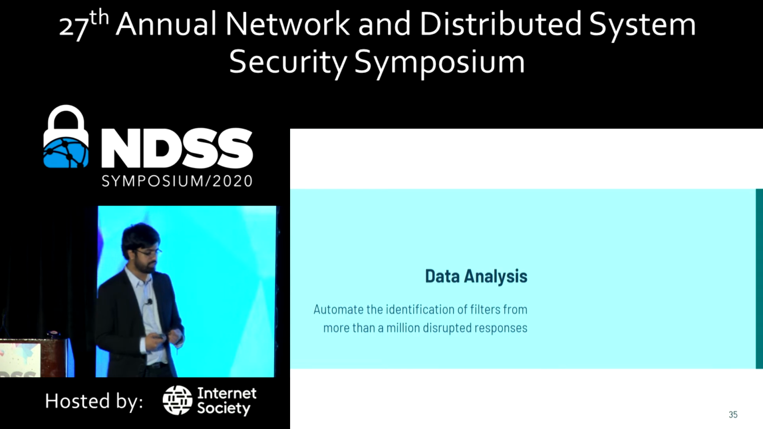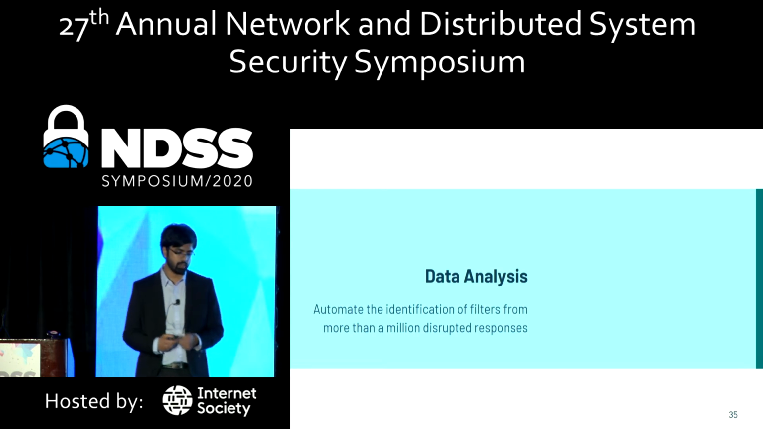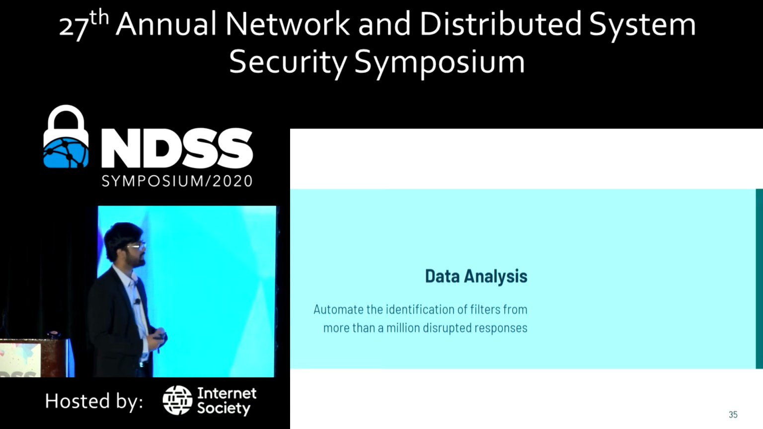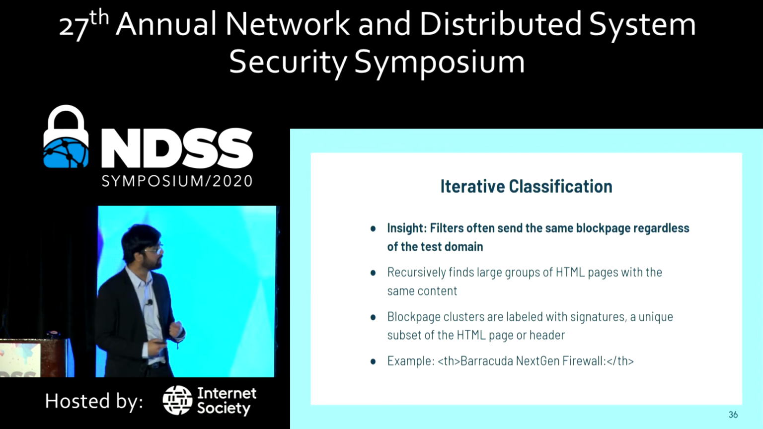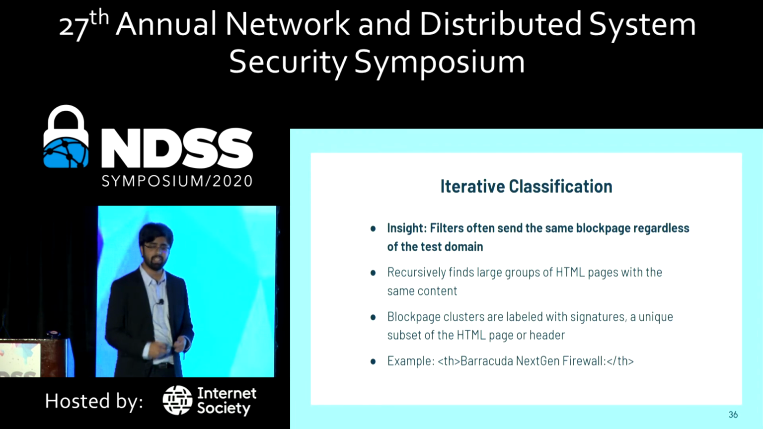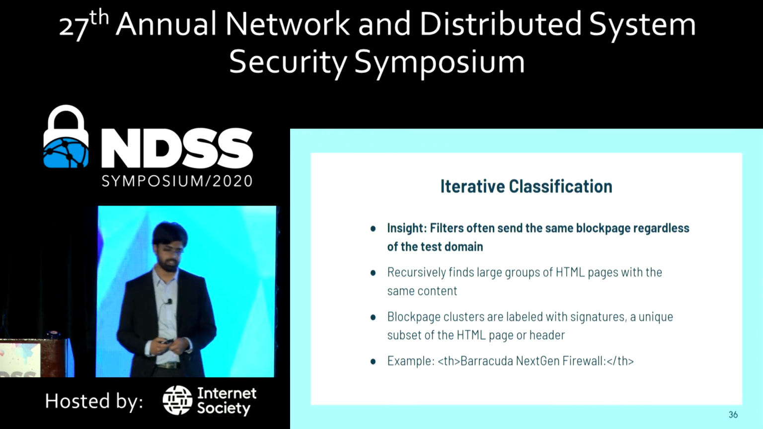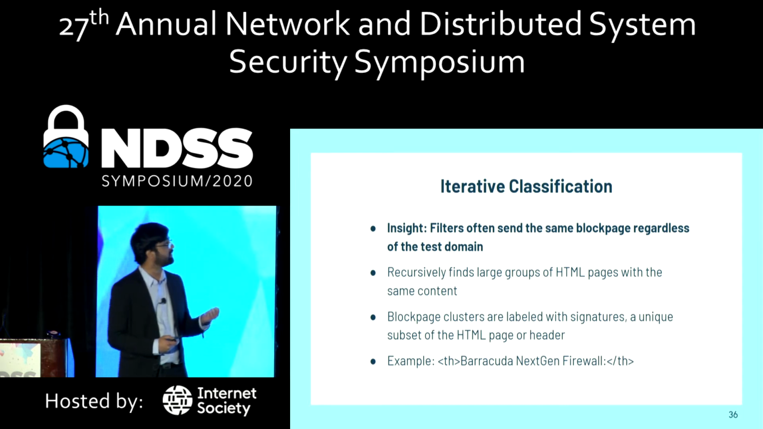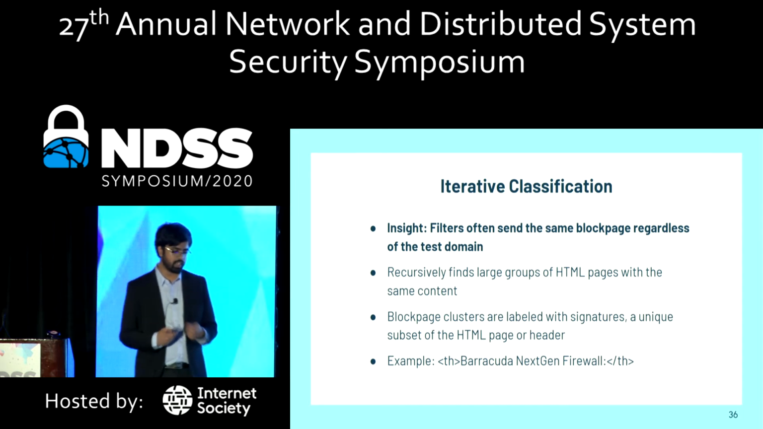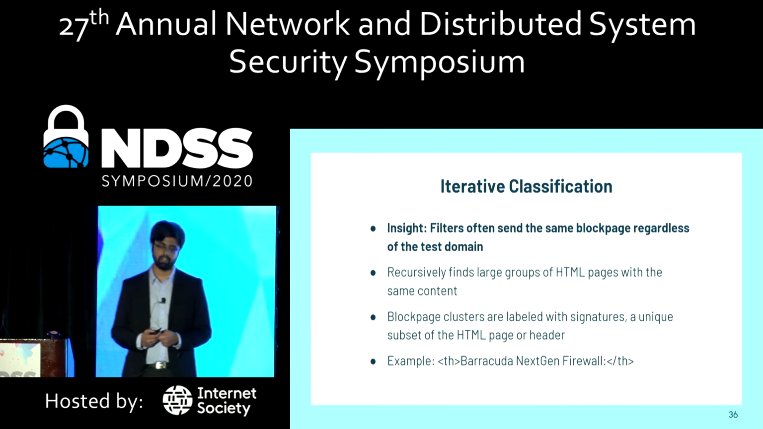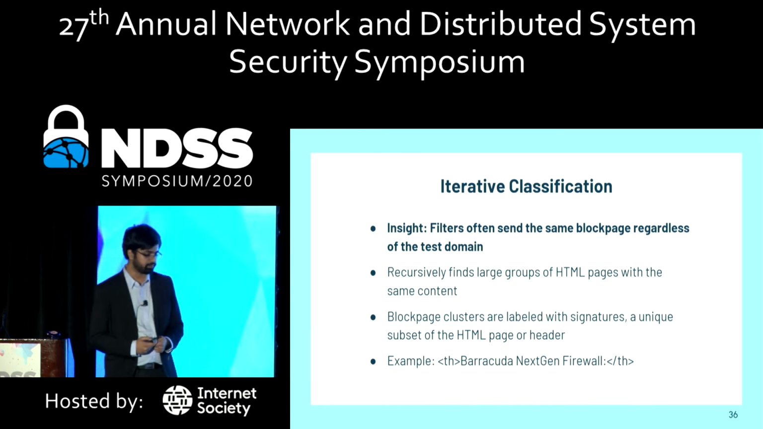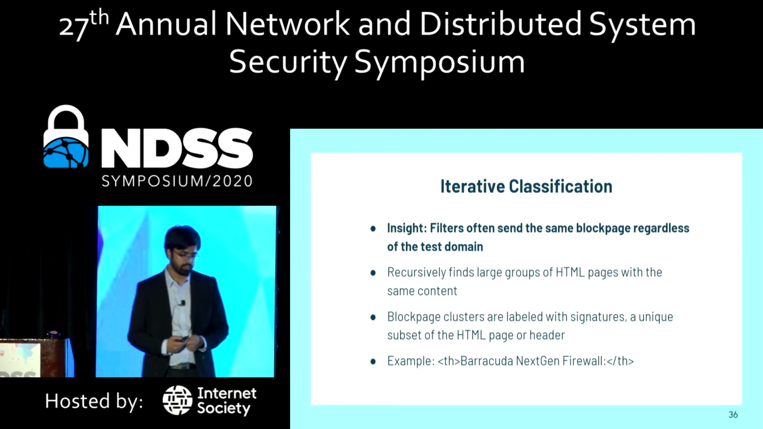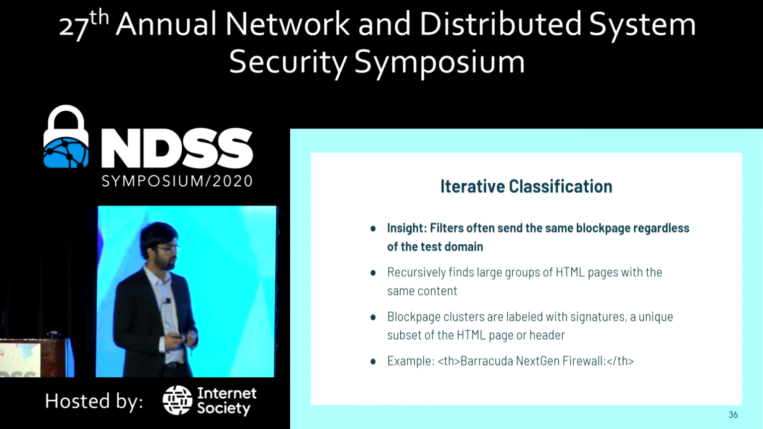Now that we are done with our first objective of collecting block pages, now we want to automate the discovery of filters from this data as much as possible because there are more than 1 million disrupted responses. We worked on the insight that filters often send the same block page regardless of the domain tested. Our iterative classification algorithm recursively finds large groups of HTML pages with the same content and forms groups of block pages that come from a particular filter. We label each group with a unique pattern from the HTML of the block page.